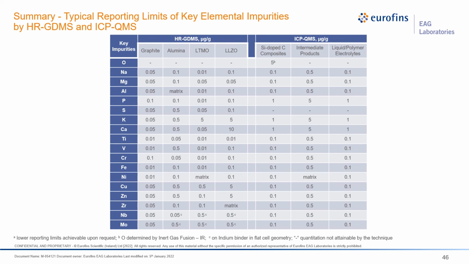For graphite, alumina, lithium transition metals, or lithium lanthanum zirconium oxide, you can see with GDMS we can easily achieve sub-ppm level detection. With those, obviously ICP-MS is a natural choice. You can see in EAG we can also achieve great detection limits and reporting limits. That being said, if you have a requirement for lower reporting limits, we can do it. We will modify the method to do that. Those just represent our typical reporting limits.